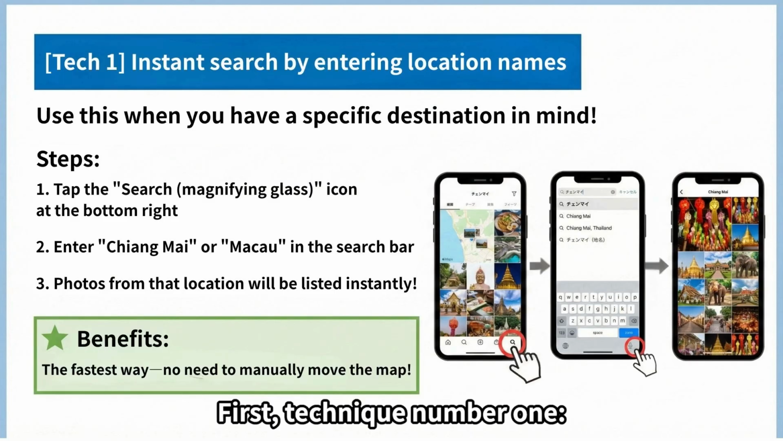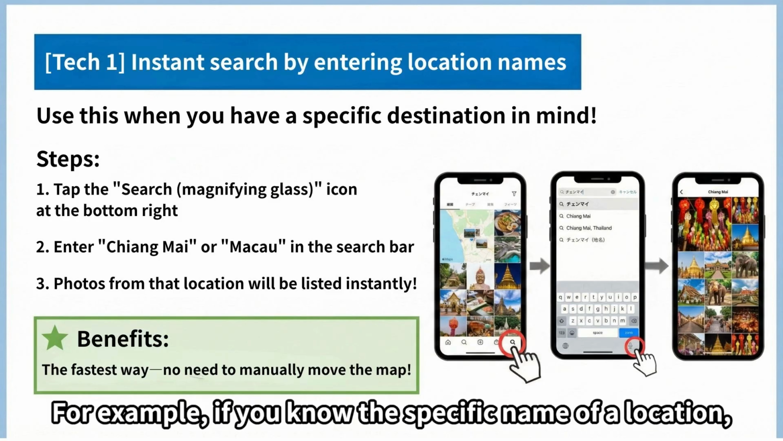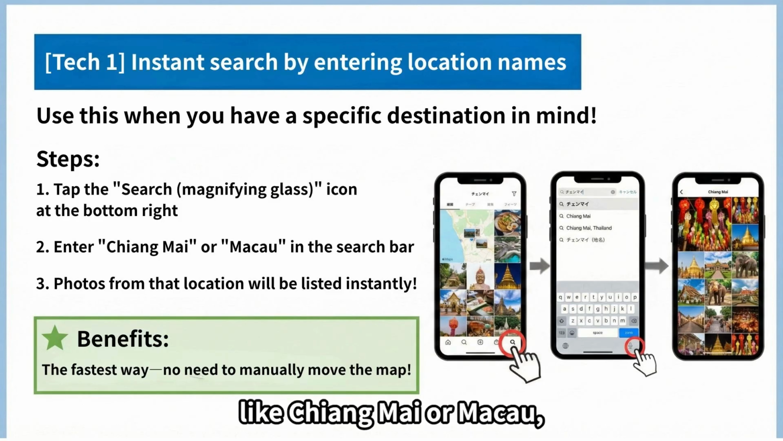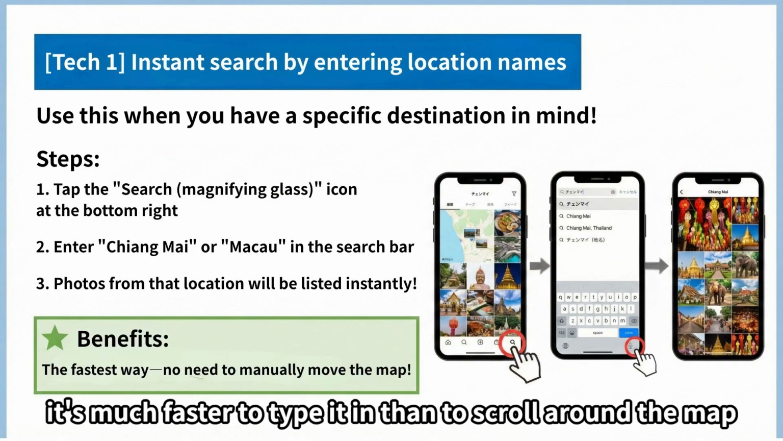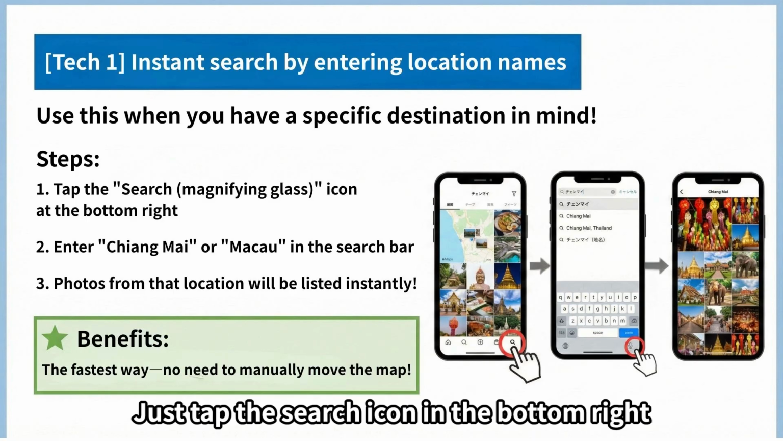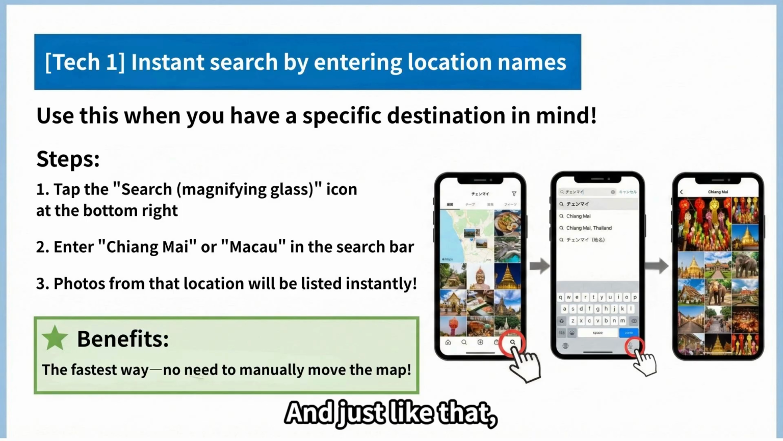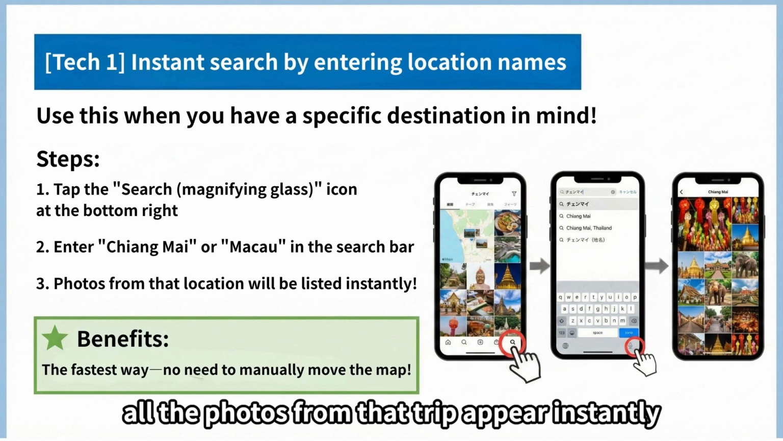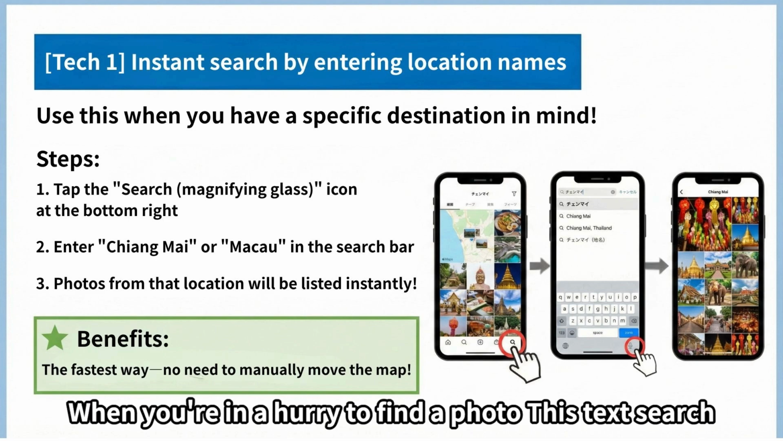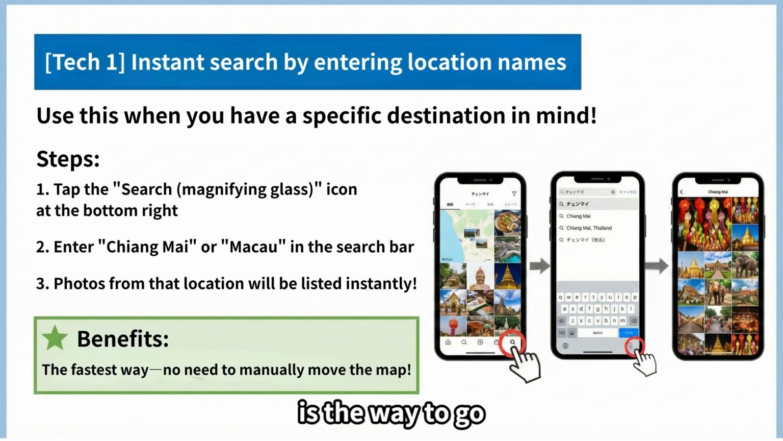First, technique number 1, the fastest method when you already know the place you're looking for. For example, if you know the specific name of a location, like Chiang Mai or Macau, it's much faster to type it in than to scroll around the map. It's simple. Just tap the search icon in the bottom right or the magnifying glass at the top and type in the place name. And just like that, all the photos from that trip appear instantly. When you're in a hurry to find a photo, this text search is the way to go.